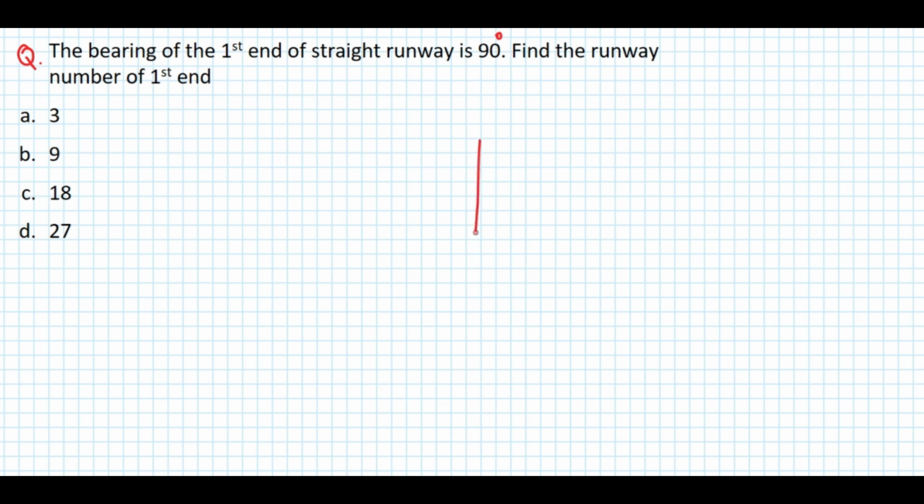So let's create a reference axis. If this is the reference axis, then maybe the first end is somewhere around here, right? So this is the first end, because the veering of this is 90 degrees. So the next end has to be at a difference of 180 degrees, right?